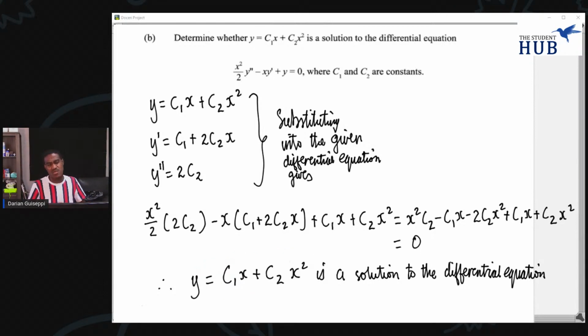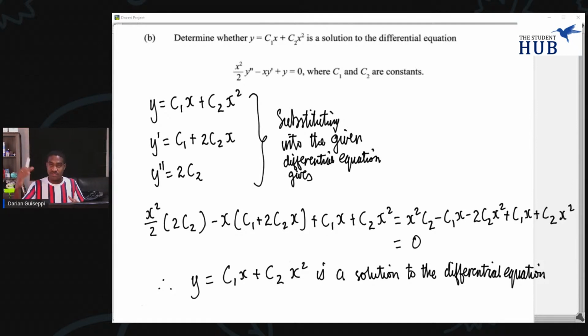But it's a kind of different question in the sense that normally they ask you to find the solution to the differential equation. But in this question, they actually give you the solution to the differential equation and ask you to show that it is in fact the solution.